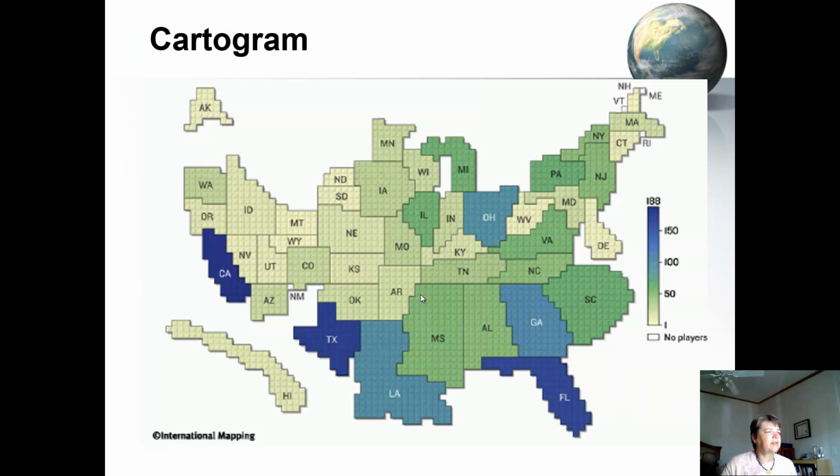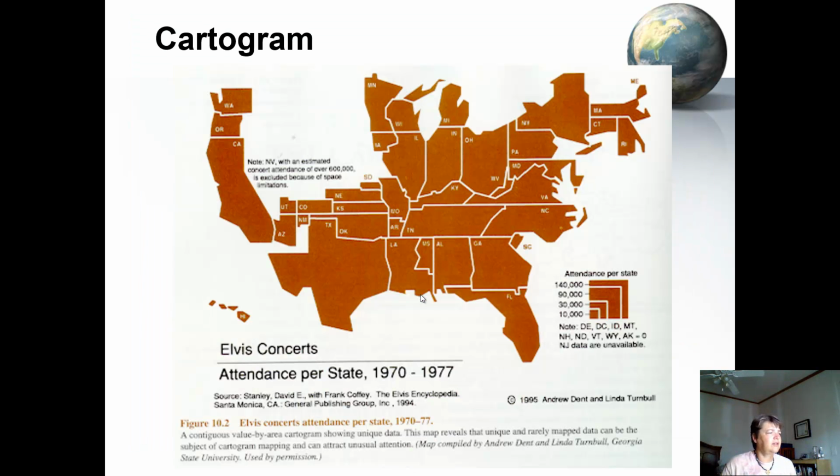Here's another one, cartogram of the United States. Here's a cartogram of Elvis concerts. So remember, I said it doesn't always have to be based on specific general population. This is population of the Elvis concerts from 1970 to 1977.